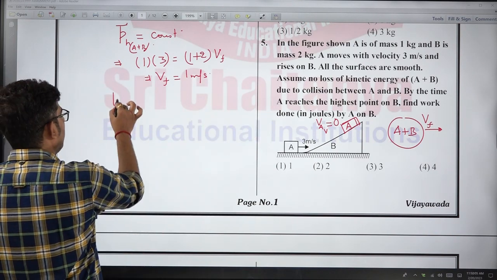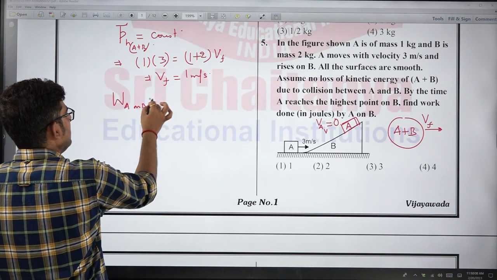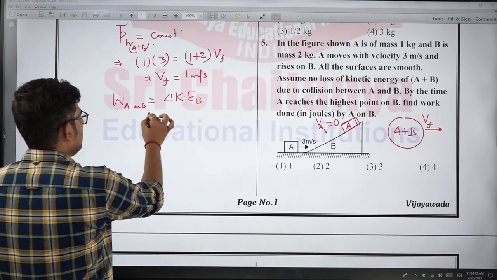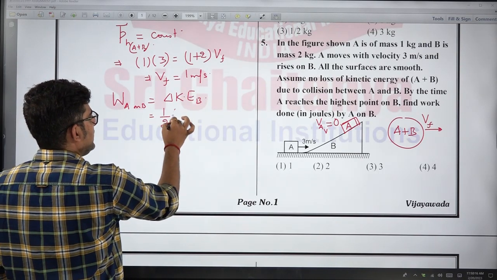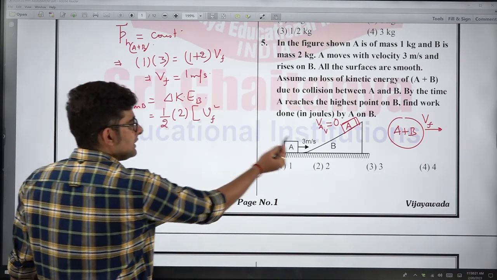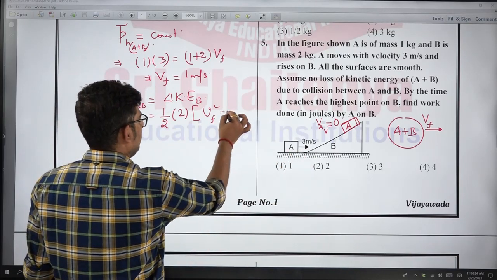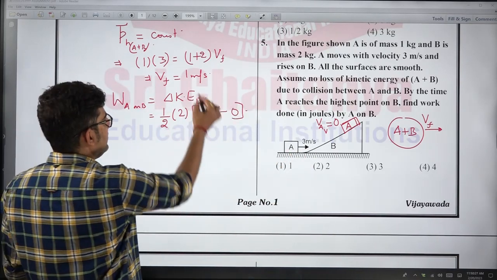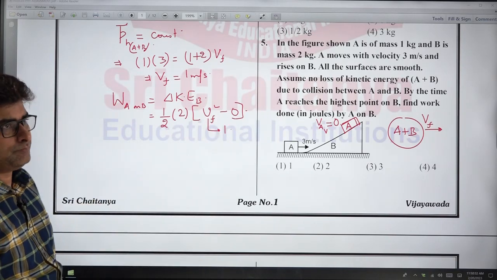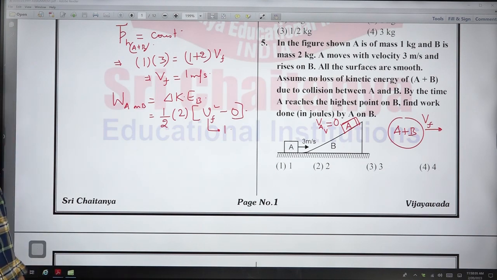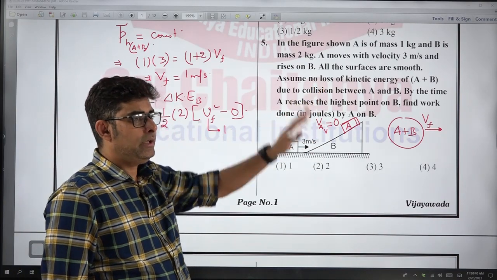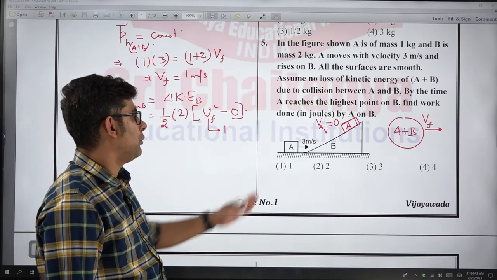So now they are asking find work done by A on B. So work done by A on B will be simply equal to change in kinetic energy of B. So what is change in kinetic energy of B? Half mass of B. What is mass of B? 2 kg. Final velocity is V final and initially B was at rest. And what is V final? 1. So this will give you the work done by A on B. Clear? So just 2 points. Final velocity vertical will be 0 and horizontally both will have same value.